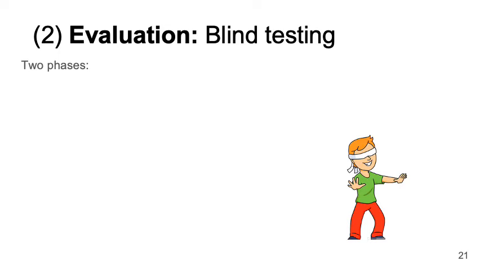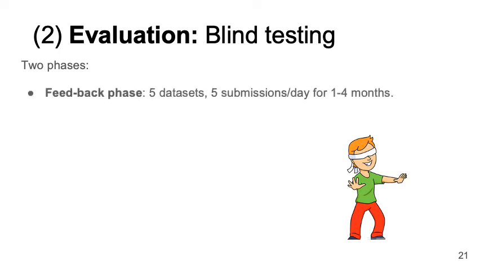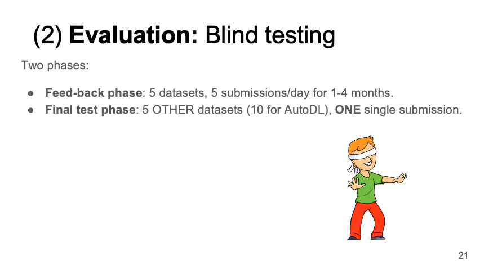The code of the participants was fully blind tested. Each challenge had two phases, one feedback phase, during which methods were trained and tested on the platform, on 5 practice datasets. During the feedback phase, the participants could make several submissions per day and get immediate feedback on the leaderboard. The feedback phase lasted 1 to 4 months depending on the challenge. Obviously, since they made so many submissions, the participants could, to some extent, get used to the feedback datasets. So for that reason, a final ranking was done in a final test phase on 5 fresh datasets. One final code submission only was allowed in that phase.